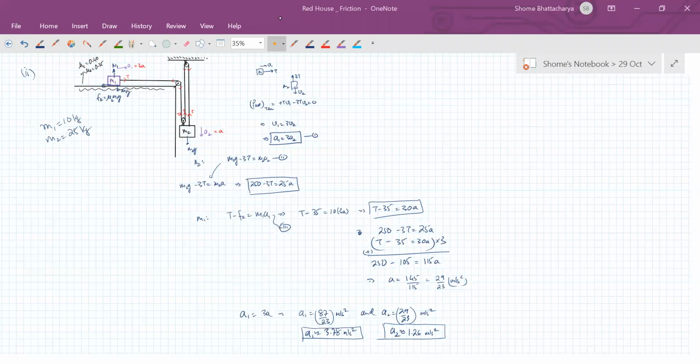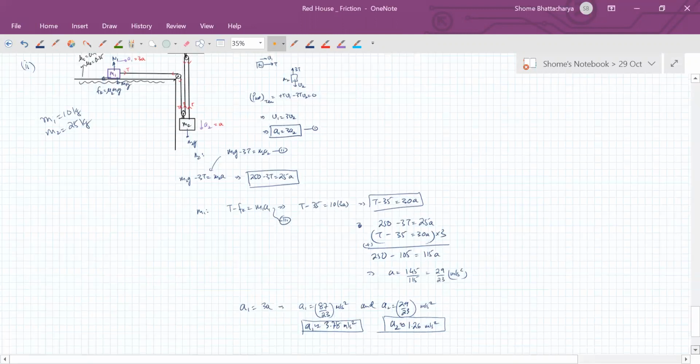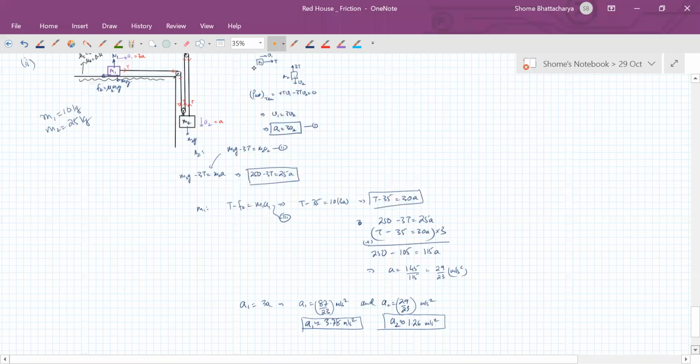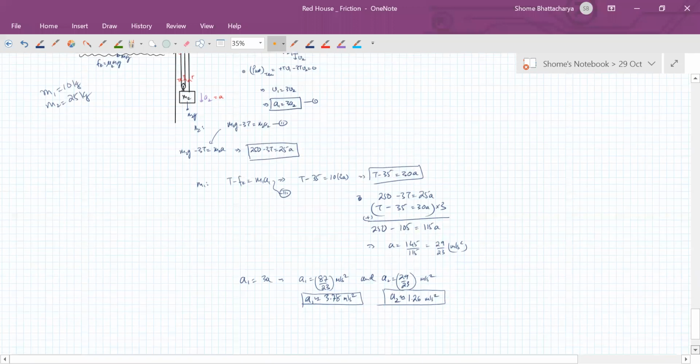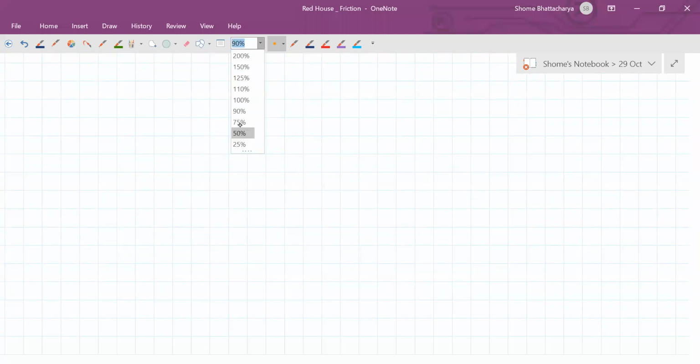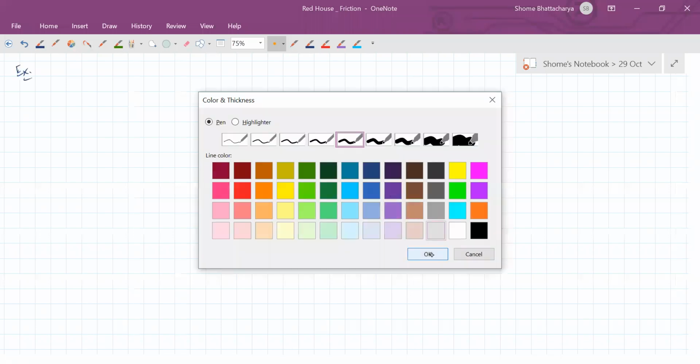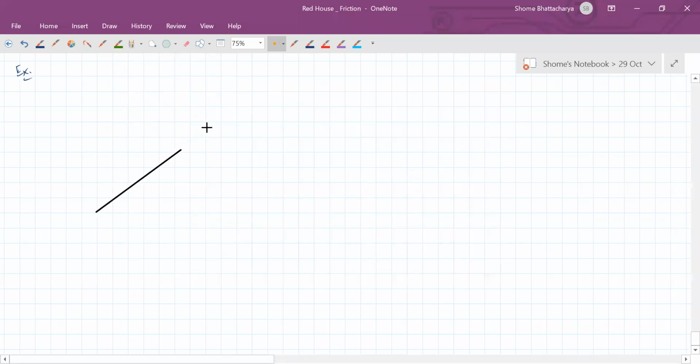Okay, people, so I hope this question is fully clear. Now, the next example is again something where you have to be a little careful about deciding in which direction the motion will occur.